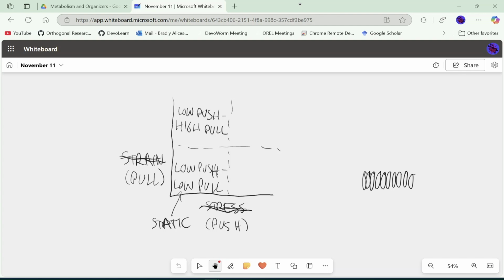Up at the top, of course, if we have low push and high pull, we're not introducing very much push, but we're pulling this stack out or apart. And so that's pull, and that is some sort of tension. Because the whole stack is in tension, introduced by this pulling. So this is tension.